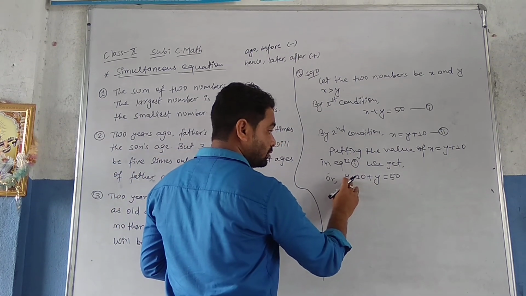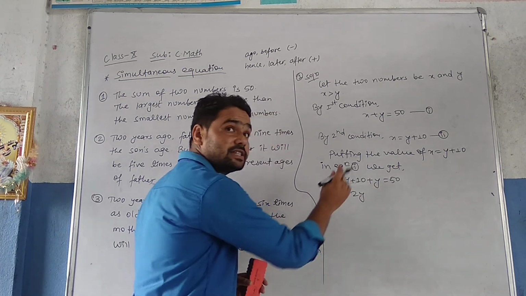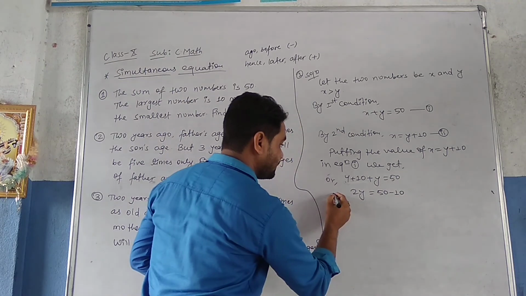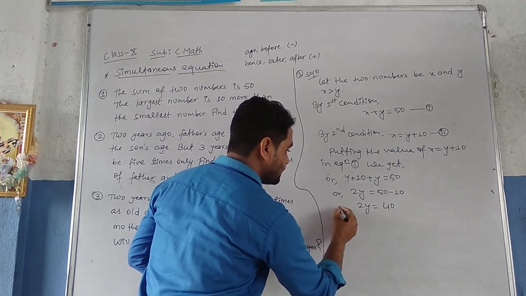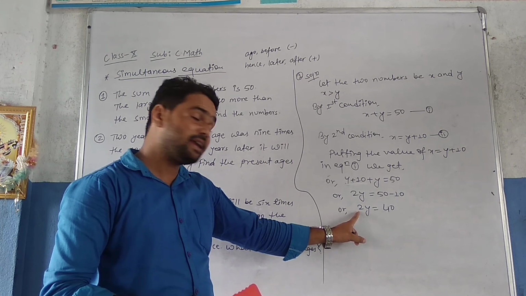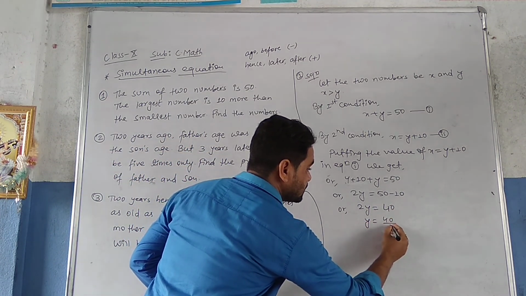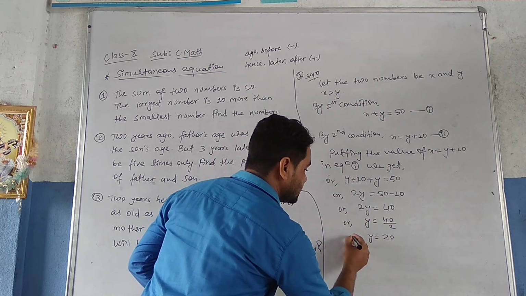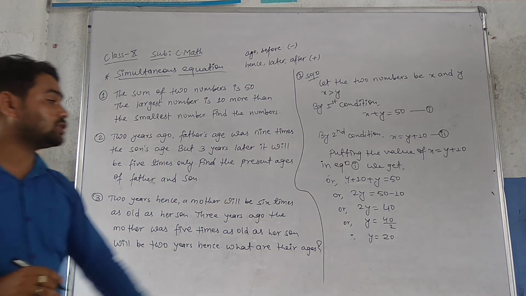Now, y plus y, we get 2y, and this 10 is plus here, then on that side it becomes minus. 50 minus 10, 2y equals 40. And this 2 is multiplied with y, so on this side it becomes divided. So we get y equals 40 by 2, and then y equals 20. That is, we get the value y equals 20.